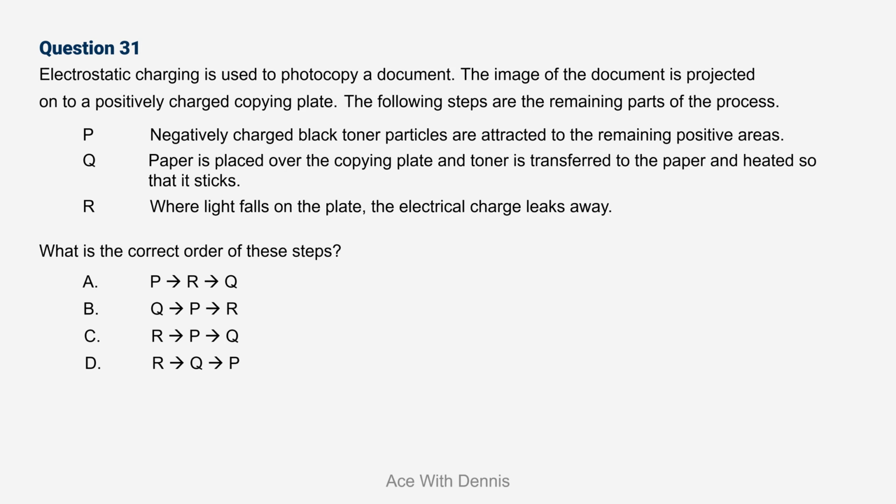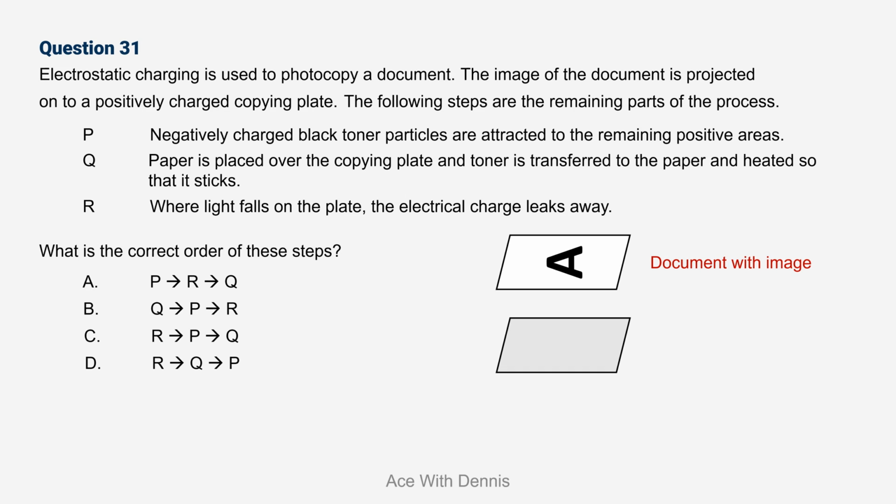Okay, so to get the answer for this question, we need to understand how the photocopying process works. So we start with this document with an image, and at the bottom here, this is the positively charged plate. Light will be shone onto the document. When the light hits the black surface, it will be absorbed. When it hits the white surface, it will be reflected. So the reflected light will hit the positively charged plate, then neutralize the charges on the plate.